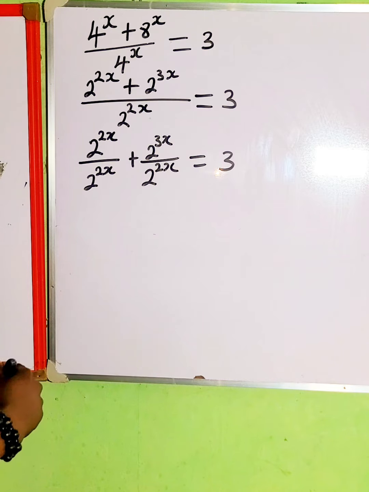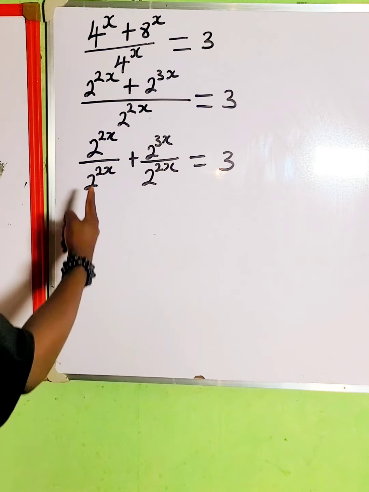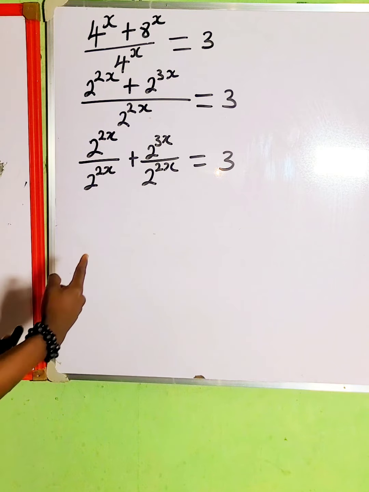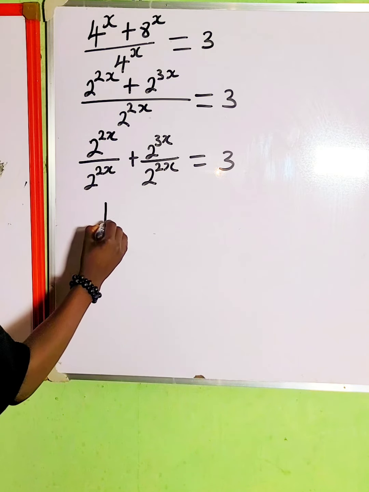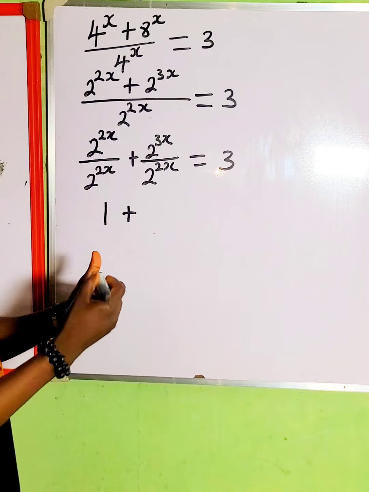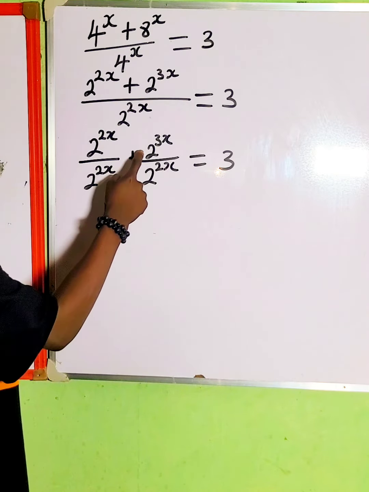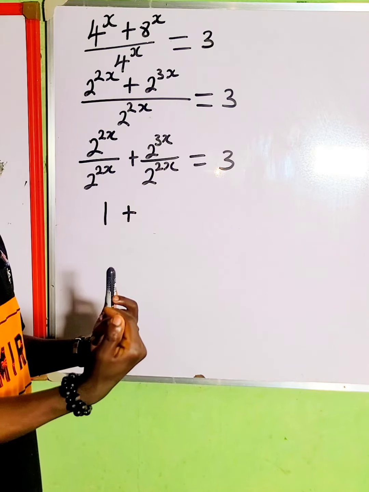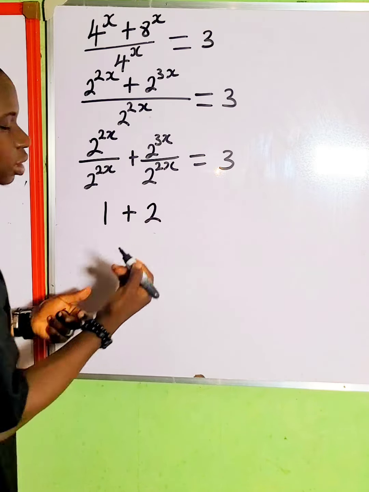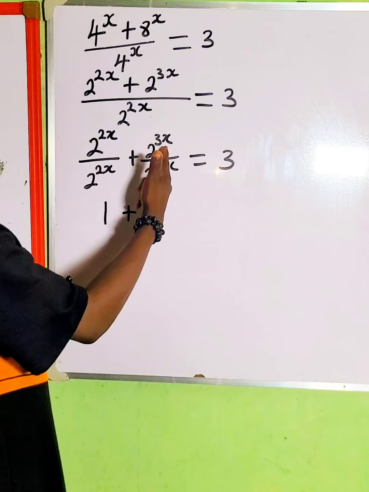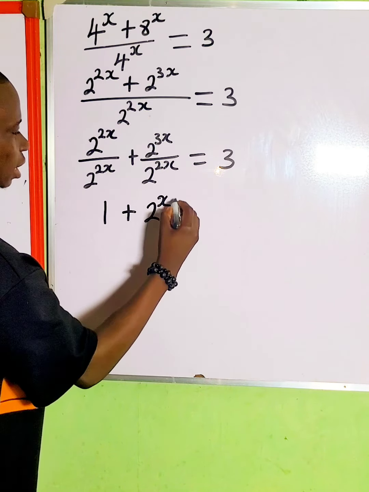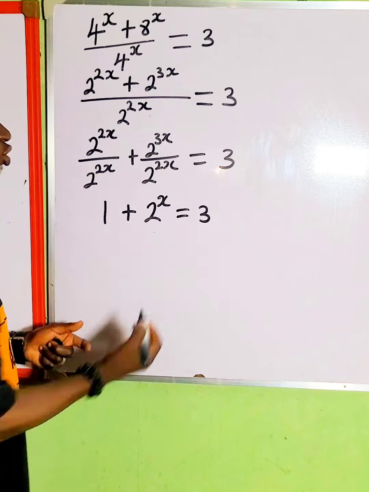So the next thing we're going to do is to simplify further. Here we have 2 raised to the power of 2x, 2 raised to the power of 2x. The same thing divided by itself, so it's going to be 1, then plus. Here we're going to apply division properties of indices. As you can see, the bases are the same. And recall division properties of indices: whenever the bases are the same, we write one of the base, then we subtract the powers. So the power is 3x minus 2x, which is going to give us 1x. Then everything will be equal to 3.